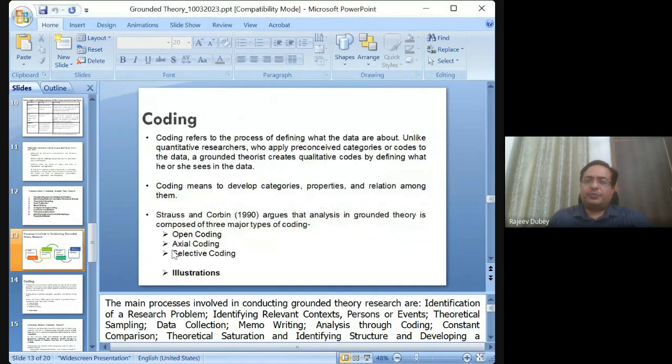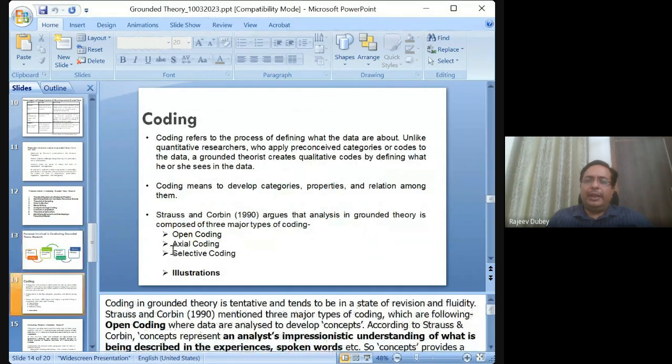Now, as I said, Strauss and Corbin have further divided these codings into open, axial, and selective coding. What is open coding? Open coding here in grounded theory is tentative and tends to be in a state of revision and fluidity, as we were trying to talk about the abductive logic.